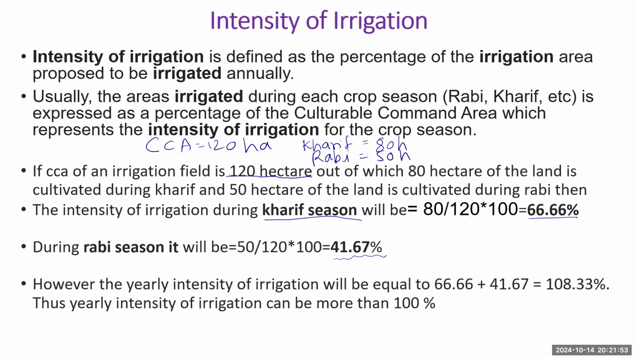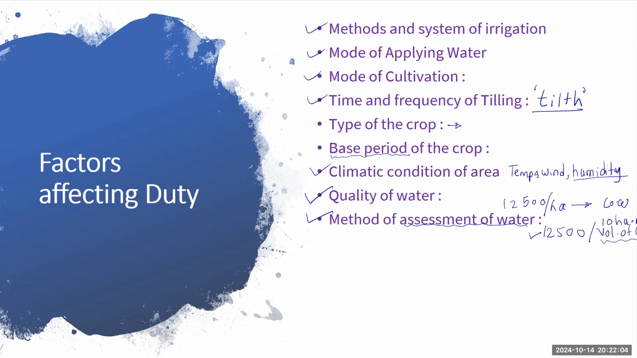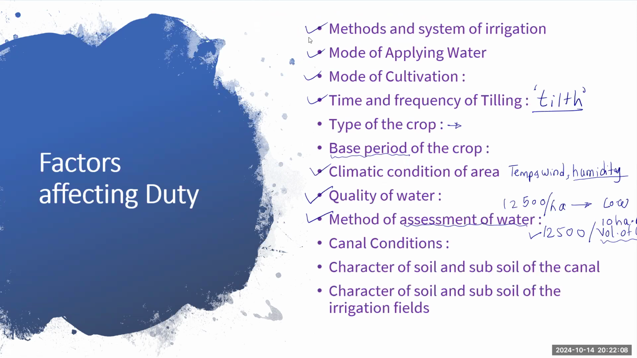So after studying the intensity of irrigation, now we are going to discuss various factors which affect the duty. So this is the list of factors affecting duty. The first one is methods and systems of irrigation. At the beginning of this lecture, after studying what is irrigation engineering, and what are the benefits and ill effects of irrigation, we discussed the systems of irrigation. So which are the systems of irrigation? There are two main systems of irrigation: one is flow irrigation and the other is lift irrigation.